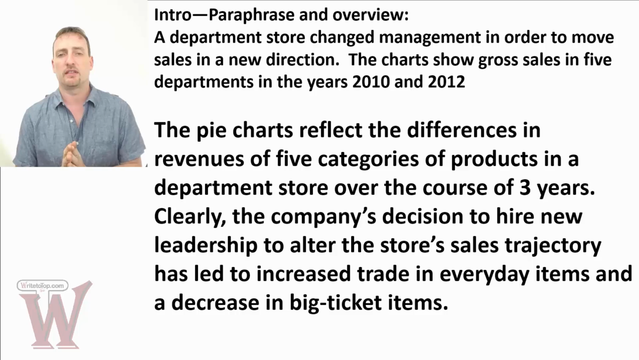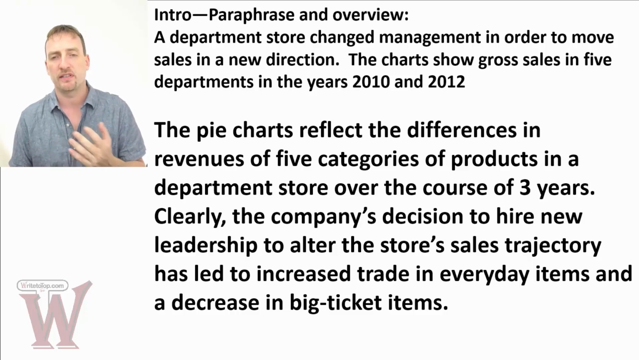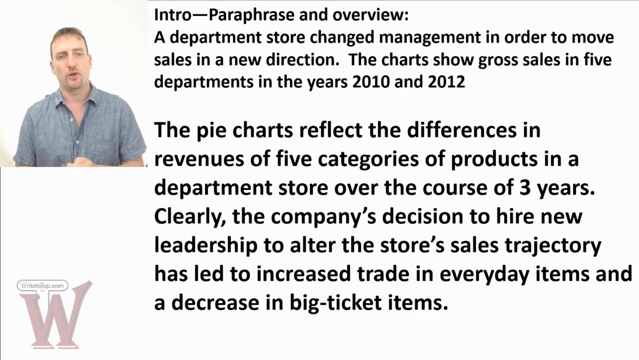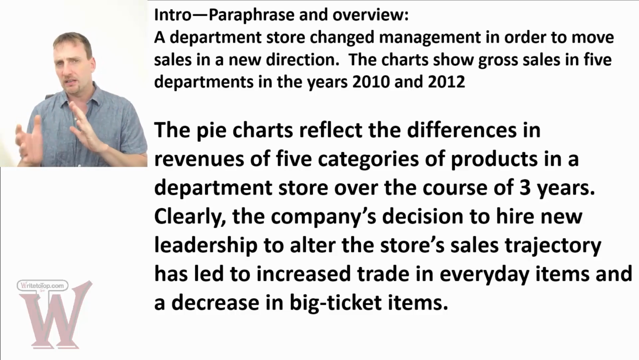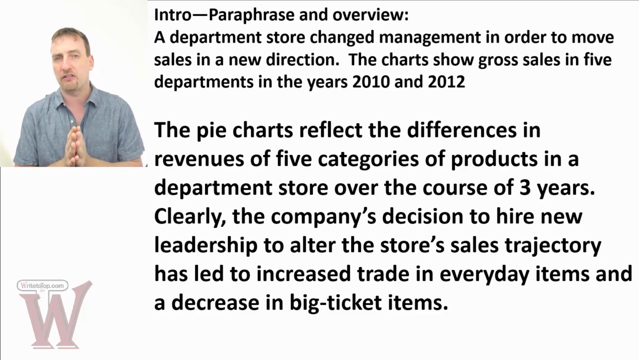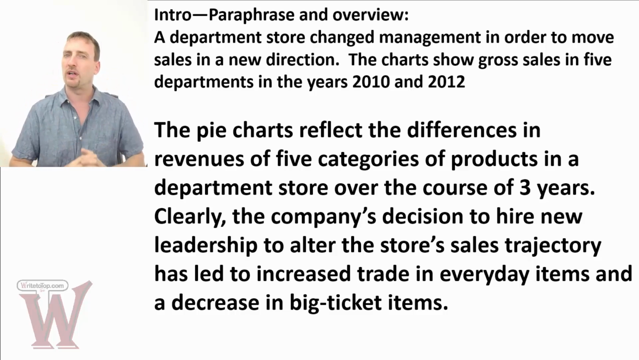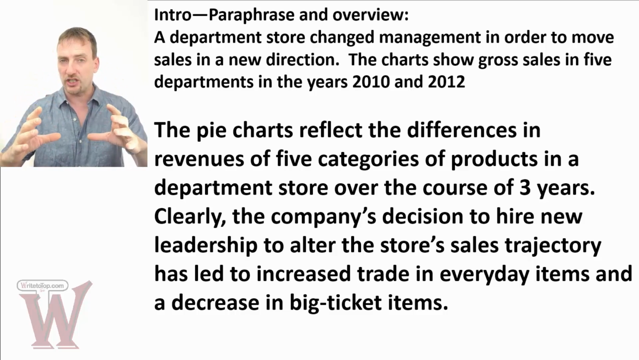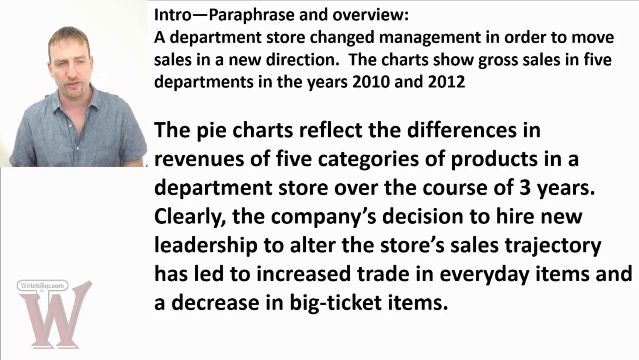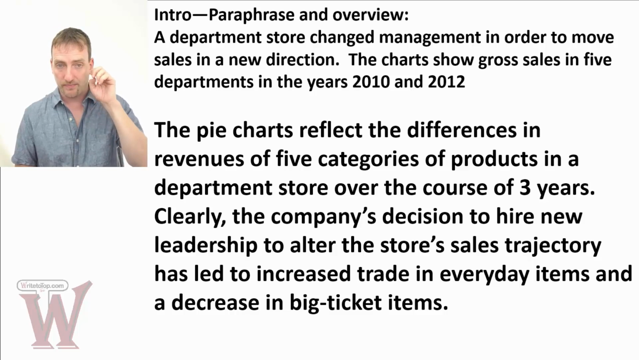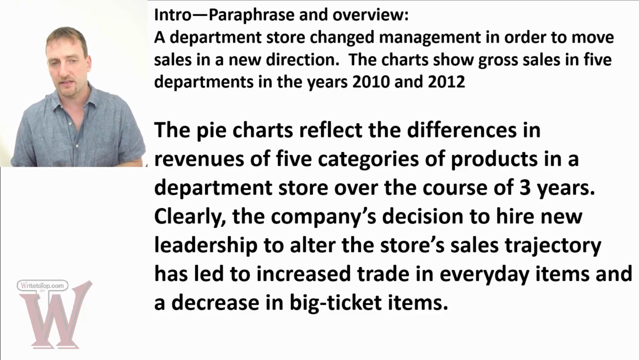Okay, let's look at the task again. A department store changed management in order to move sales in a new direction. The charts show gross sales in 5 departments in the years 2010 and 2012. So I'm going to paraphrase and then give my overview statement in one paragraph. Some people like to have an introduction and then an overview statement and then body 1, body 2. Some people like to have an introduction, body 1, body 2, and whatever they call a conclusion, which is basically an overview statement, okay?